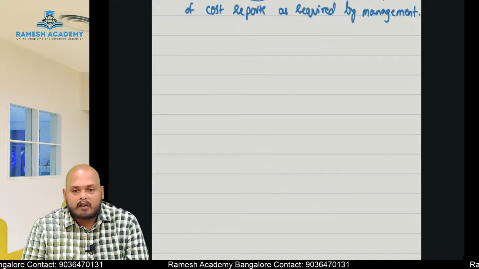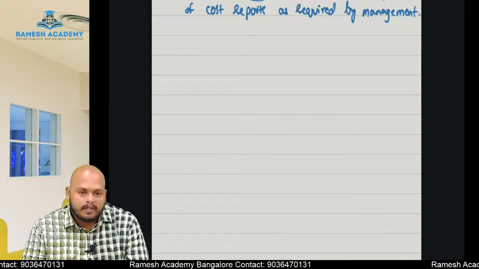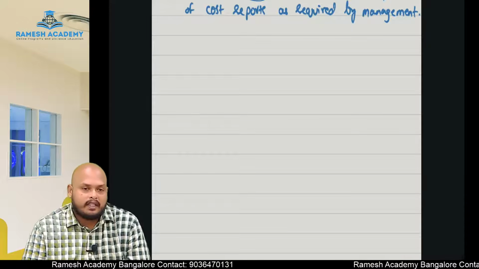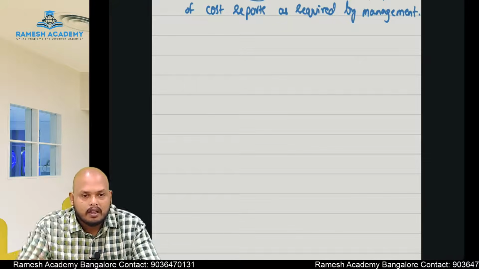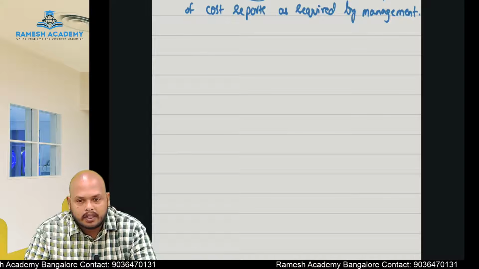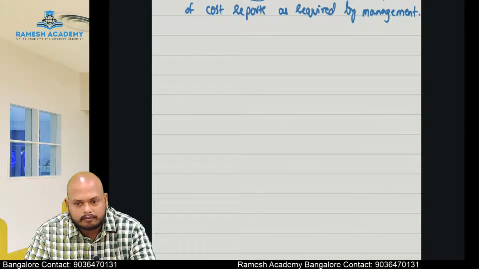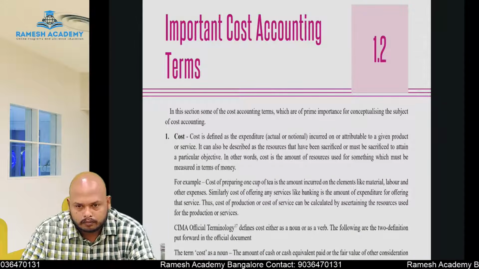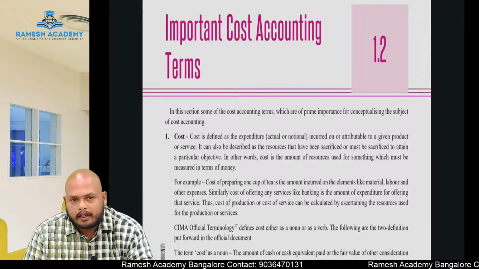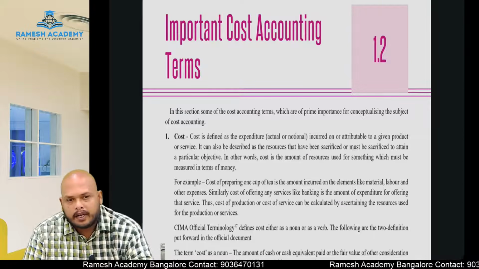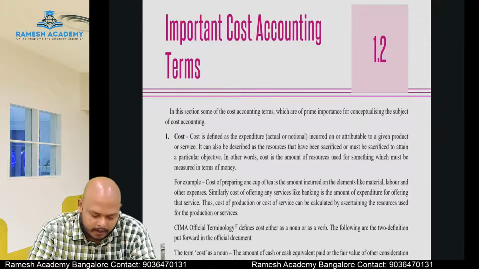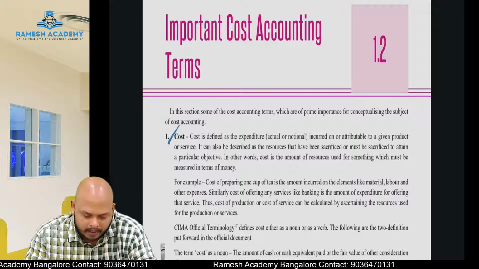In the same way, in cost accounting also, there are certain technical terms which we should learn. Without learning those technical terms, we cannot go further. So let us discuss those technical terms first. Let us see the topic: important cost accounting terms. Before entering into the subject of cost accounting, first of all we have to learn the cost accounting terms. Just now we already discussed the definition of cost. The same thing will be there in this also.